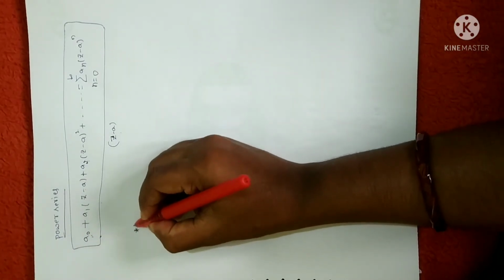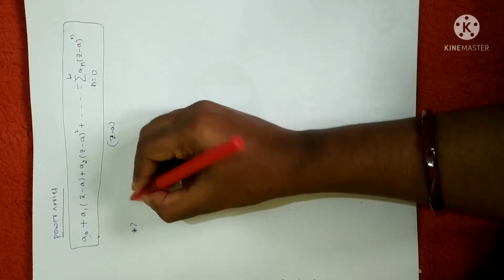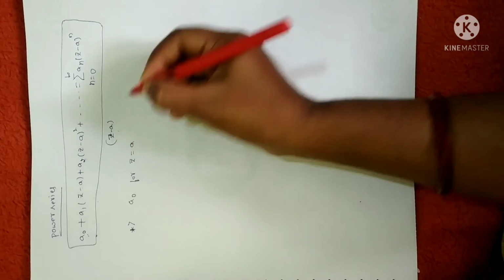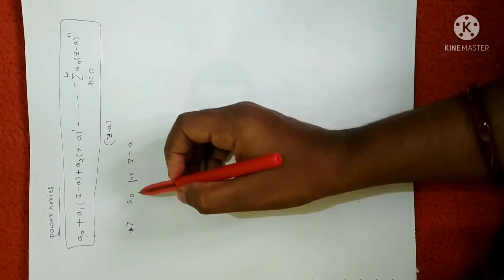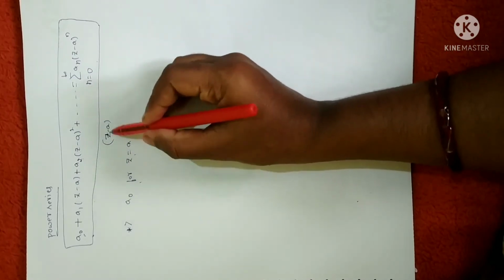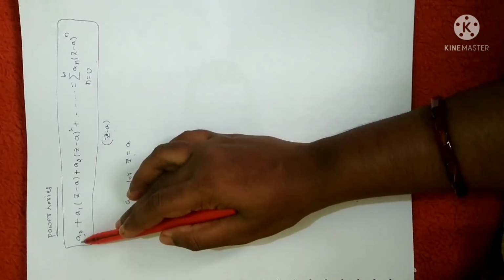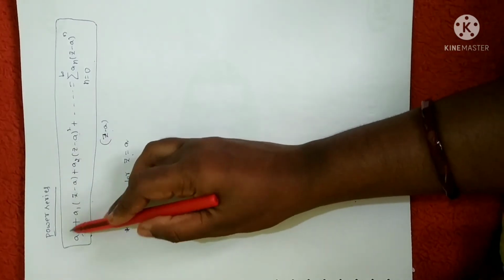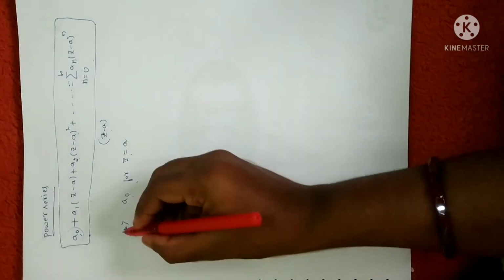The first condition is that the series converges to a0 for z equal to a. Whenever you choose z equal to a, it converges to a0, right? Why? Because when you choose z equal to a, all the other terms go to 0, so the only thing left is a0. So this is the first condition.